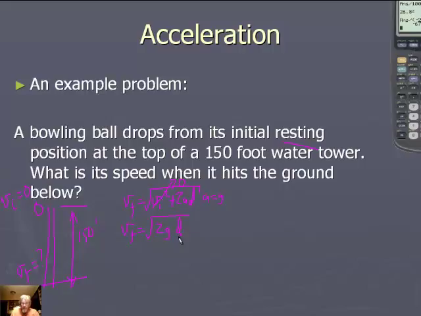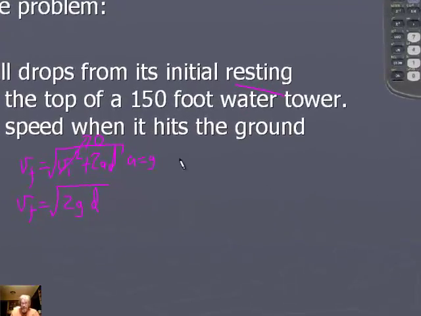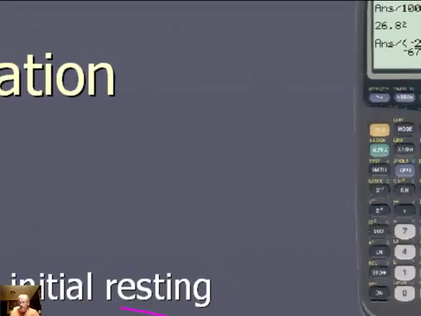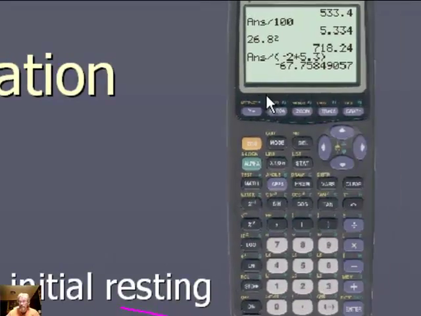Now, g is in meters per square second. D can't be in feet. So I'm going to have to do a little unit conversion here. I'll do that right here, 150 feet, and I'm shooting for meters. Well, a foot is 12 inches. That'll be my first starting point. And an inch is 2.54 centimeters. So that'll get me into centimeters. And there are 100 centimeters in a meter. So when I do my arithmetic here, I'll have the height of my water tower in meters.